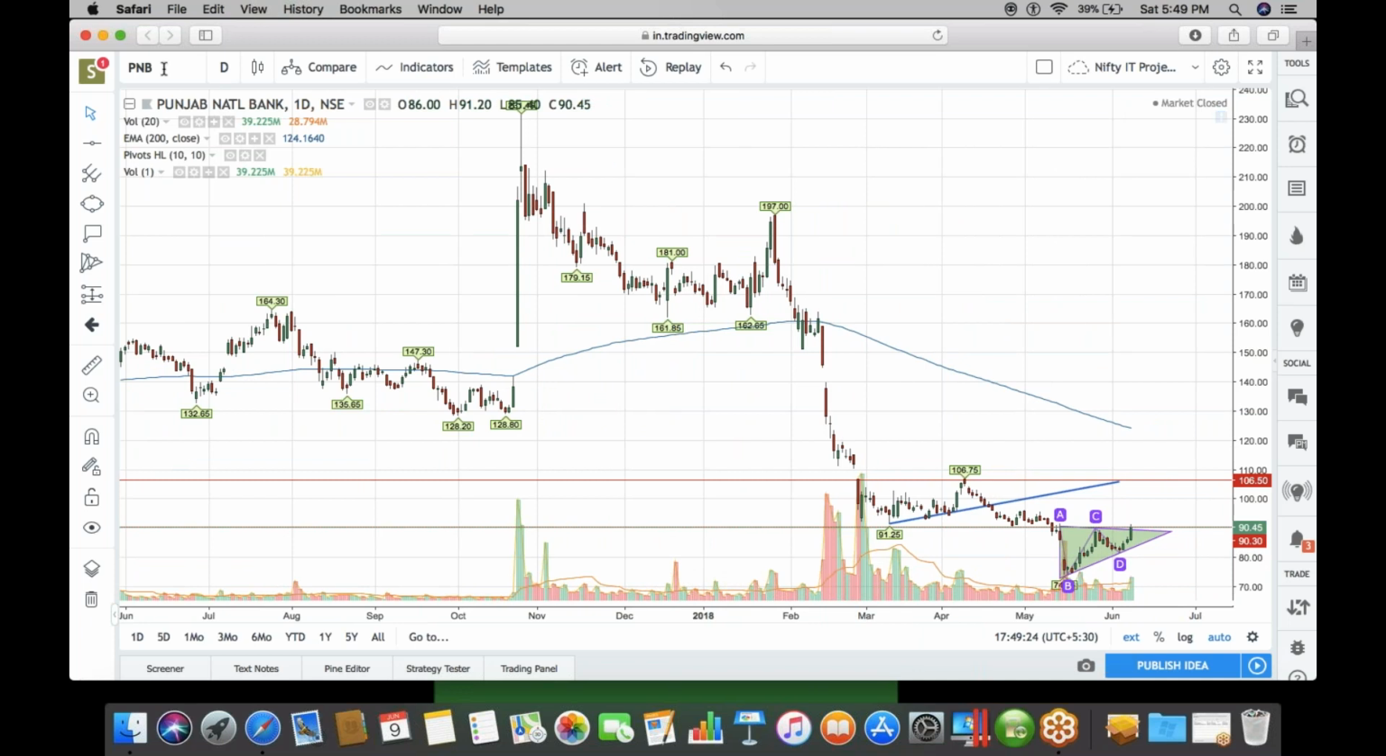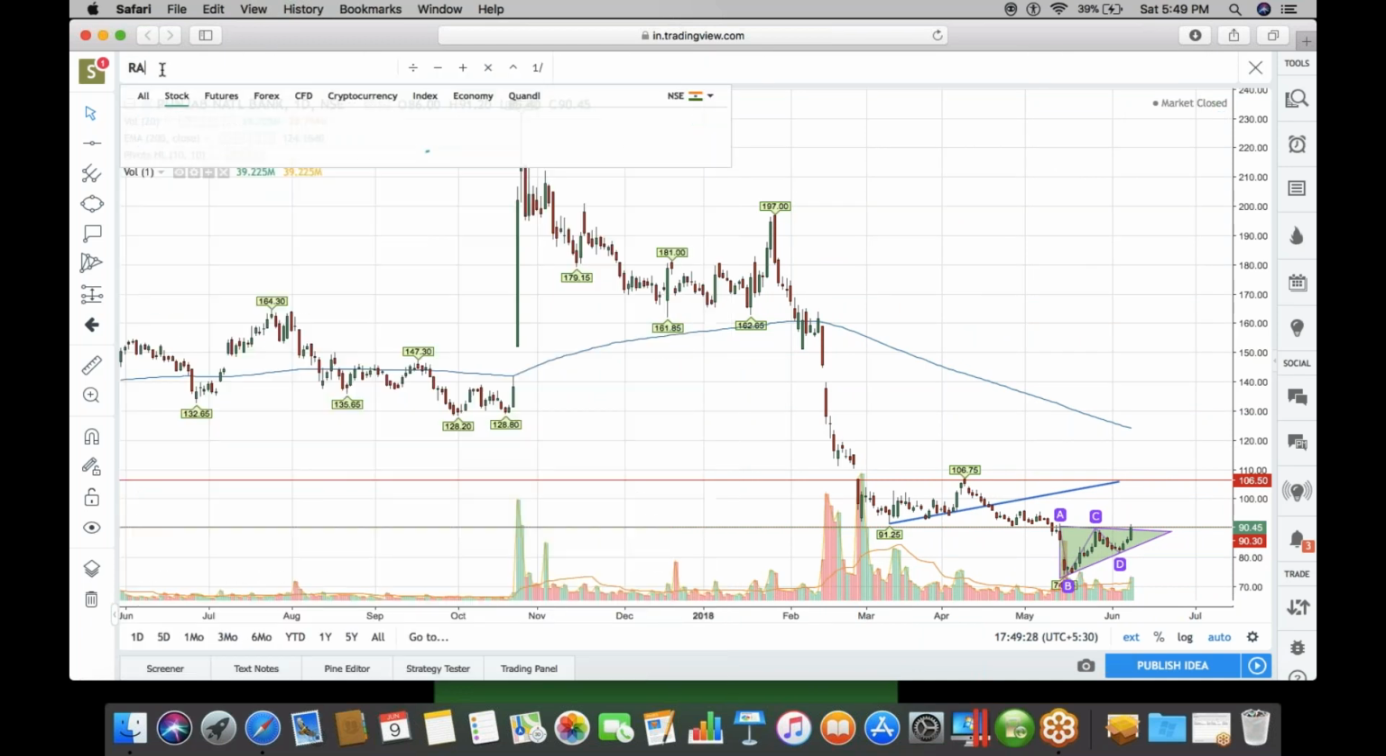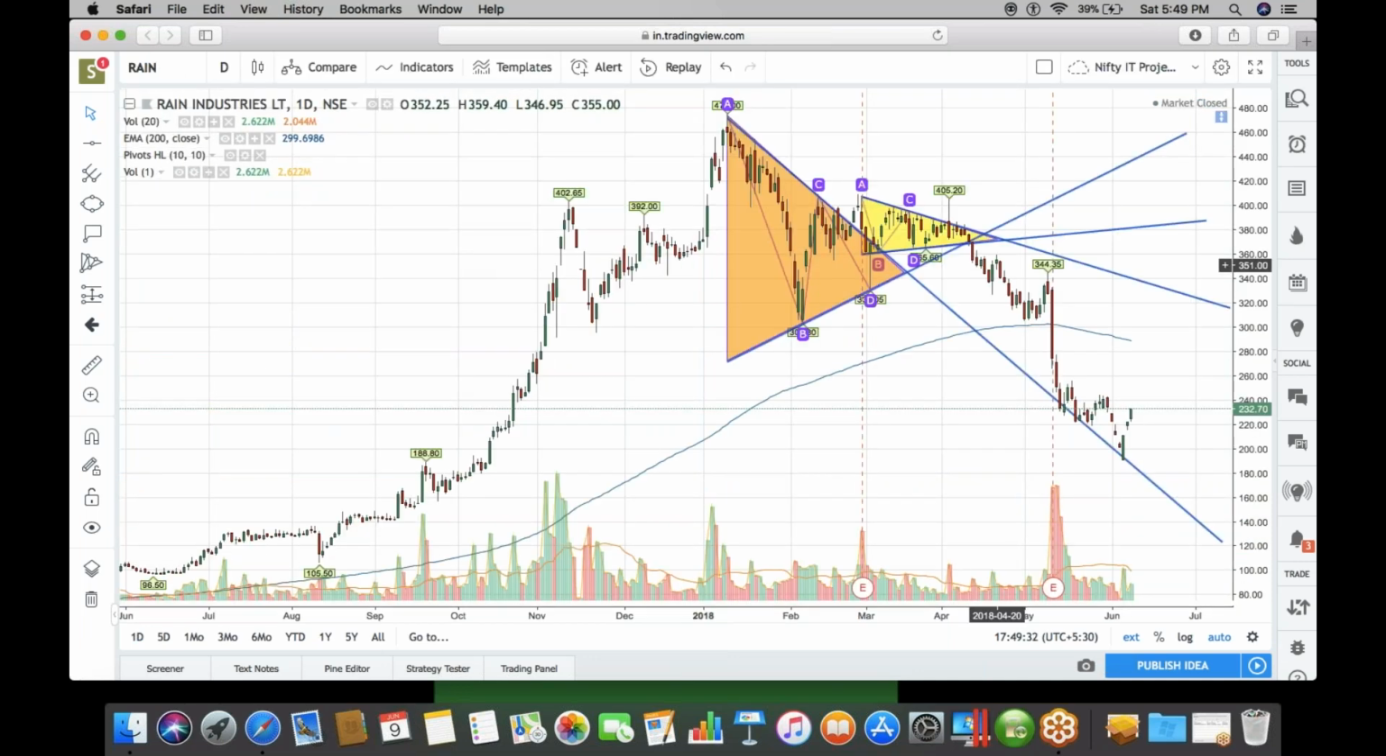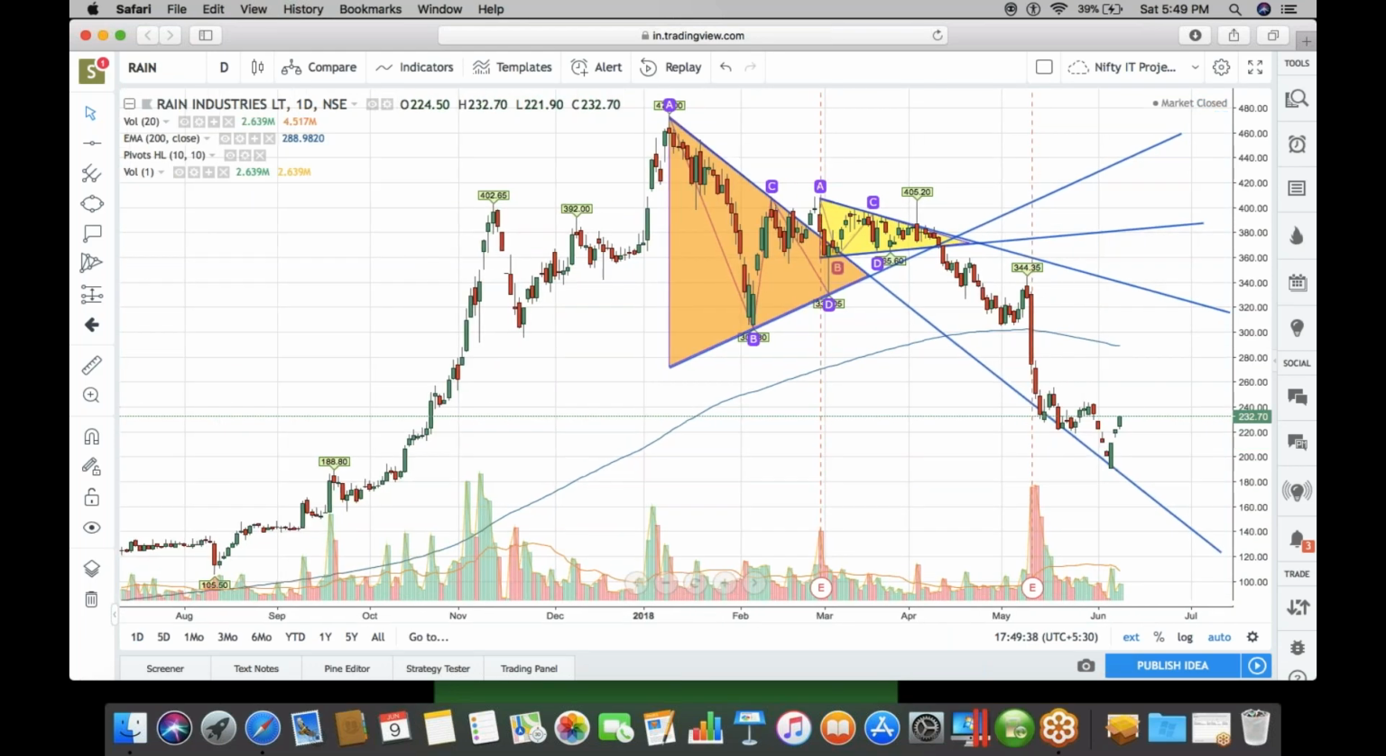Right. So coming back, one more example I could see, that's why I'm sharing. This is Rain Industries, which has lately fallen. Now see, this is a previous uptrend. This is a symmetrical triangle. We'll discuss how to form a symmetrical triangle later, not now, otherwise you'll get confused. Again, this is another kind of symmetrical triangle which has formed.